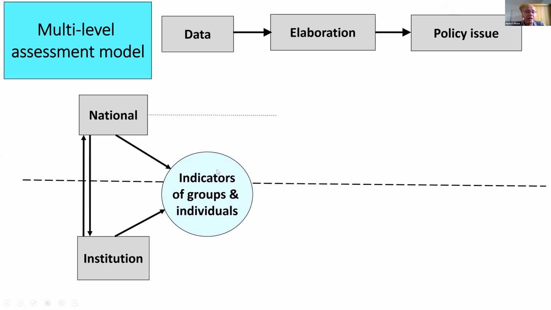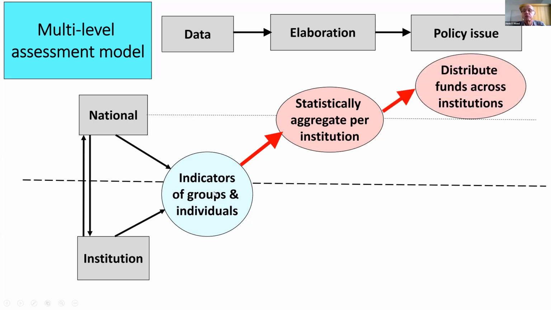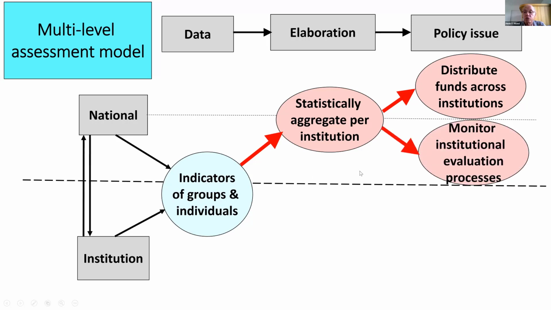But here it comes now. There is one line that departs from a national institution, and it can statistically aggregate data and individuals per institution and use these aggregate statistics to distribute funds among institutions, or it can be used to monitor the internal evaluation and funding processes within institutions. I will explain this later further. So this is the first line.